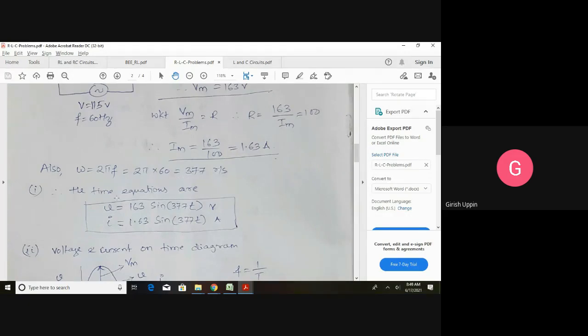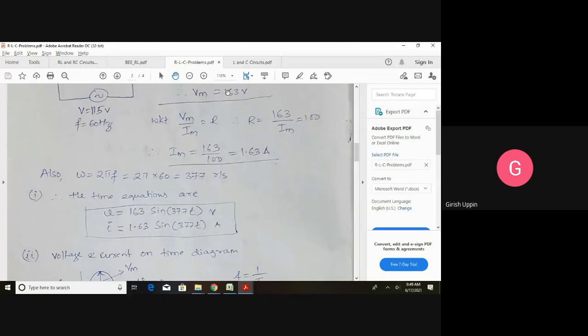Now we can write the time equations or the instantaneous equations. v is equal to 163, Vm is 163, isn't it? 163 into sine omega t, you replace omega by 377 t. And similarly, current i is equal to 1.63 sine of 377 t.